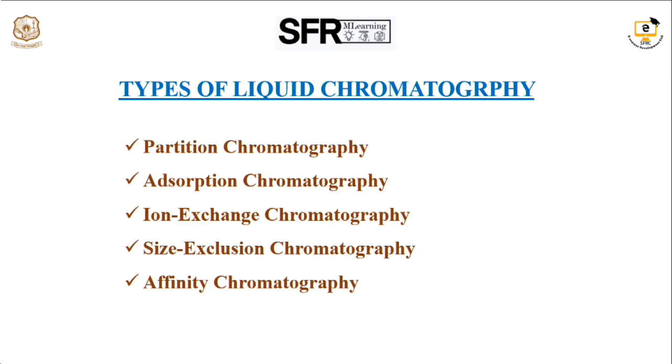The third one is ion exchange chromatography. It separates ionic components based on their affinity to charged groups in the stationary phase. Then size exclusion chromatography, which is SEC. It separates molecules by size, and larger molecules elute faster as they bypass the smaller pores in the stationary phase. The last one is affinity chromatography. It uses specific biological interactions, for example antigen-antibody interaction, to selectively bind target molecules.